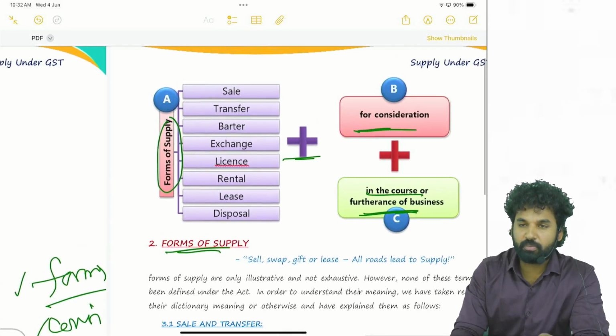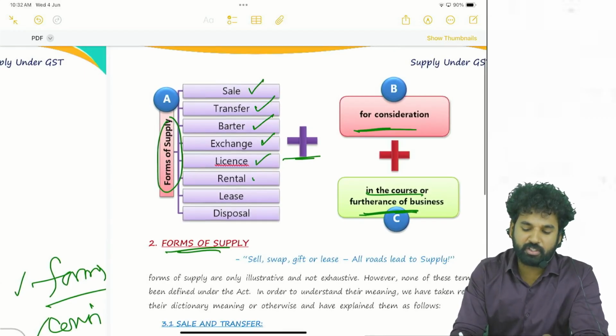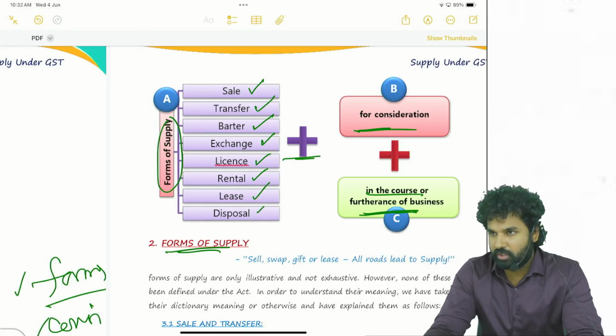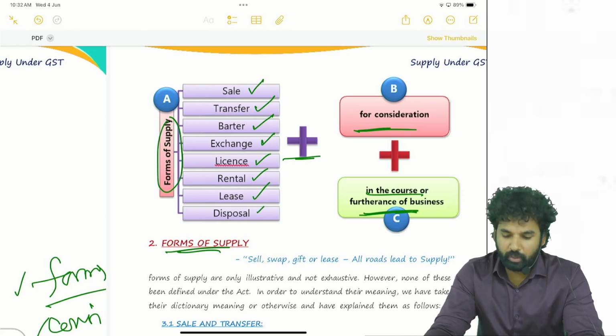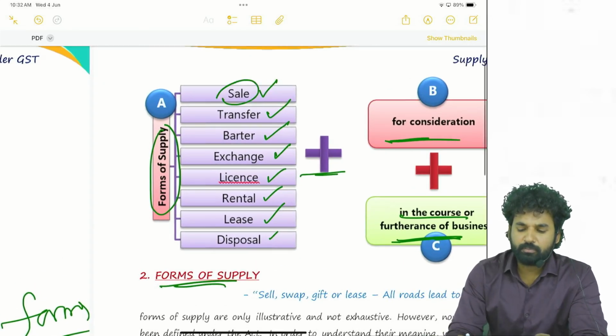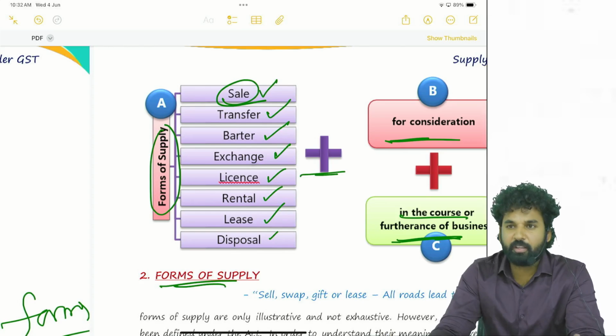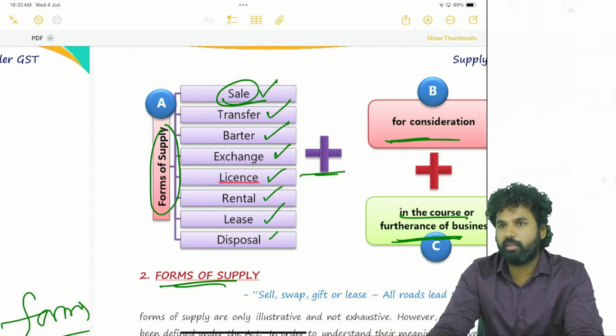So now we will take up the forms of supply. So what are the forms here? Sale, transfer, barter, exchange, license, rental, lease, disposal. So these are the different forms. This is not an exhaustive list. It can be an inclusive list. Okay, right. What is sale? You already know what is sale. That means a shopkeeper is selling some goods to a customer. He is taking the money from the customer. This is what is a sale. A simple sale transaction. By this, the ownership in the goods will be transferred.